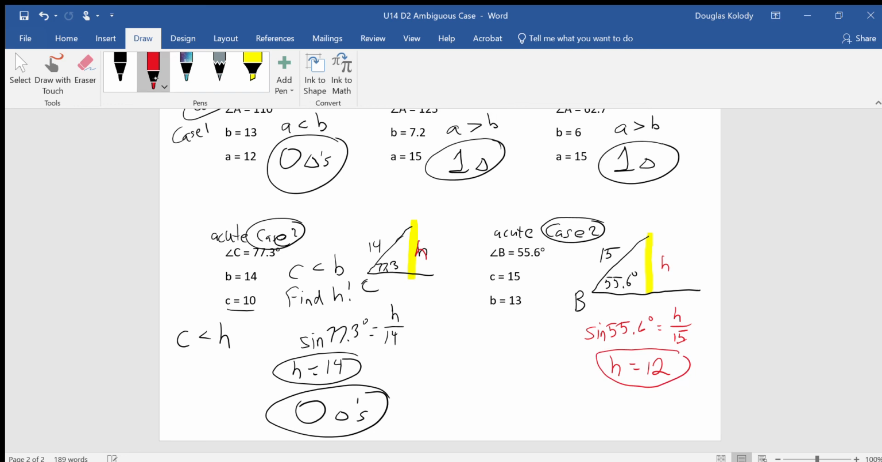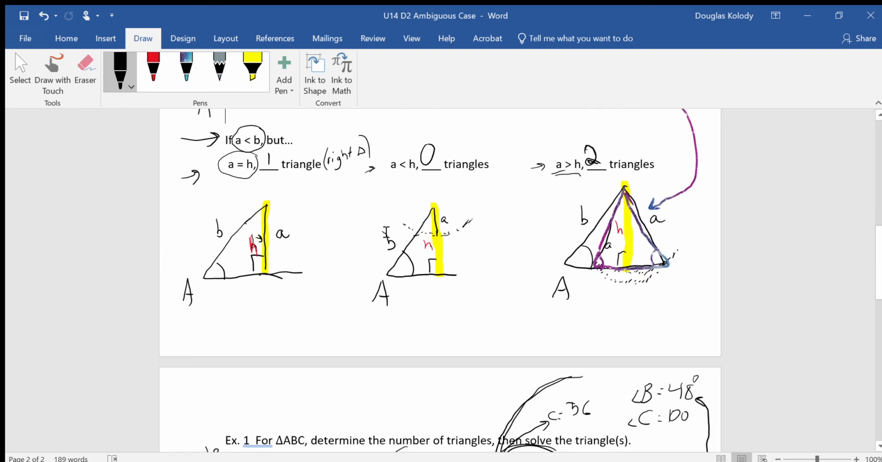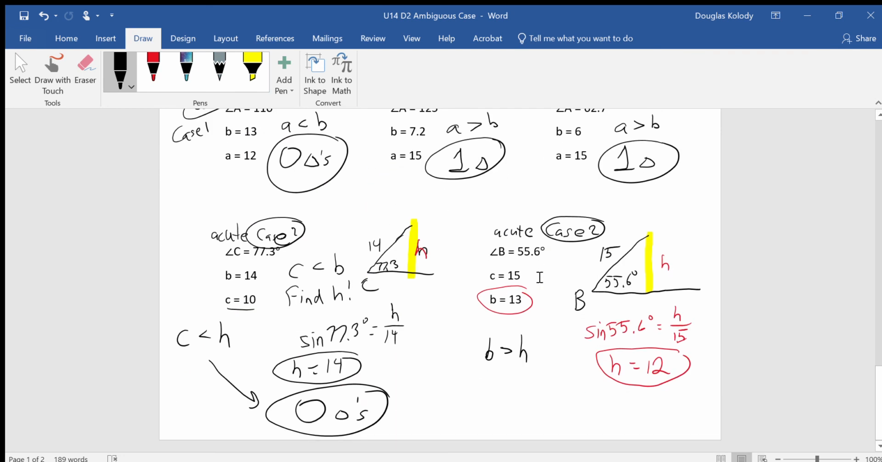All right, let's compare B to H this time. Ooh, B is 13, H is 12. B is greater than H. So let's consult our notes for the very last time. If the angle in question is greater than H, how many triangles do we get? We get 2 triangles. There we go.